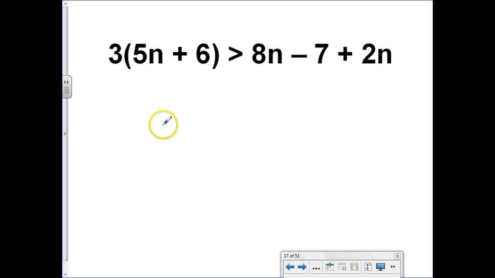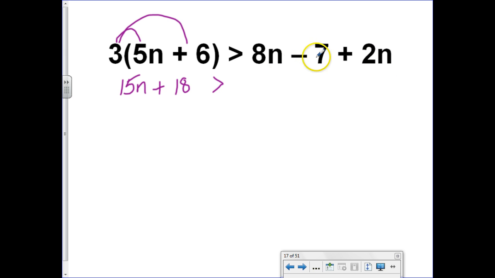Ooh, here we go. 3 times the quantity in parentheses, 5n plus 6, is greater than 8n minus 7 plus 2n. All right, now hold your horses. Before you do anything else, we're going to do some simplification here. First of all, I'm recommending we distribute the 3 on the left-hand side of the inequality. 15n and plus 18. Okie dokie.